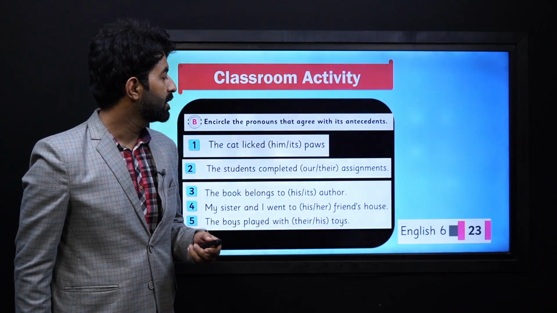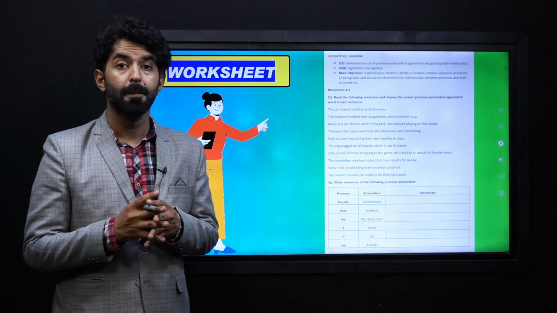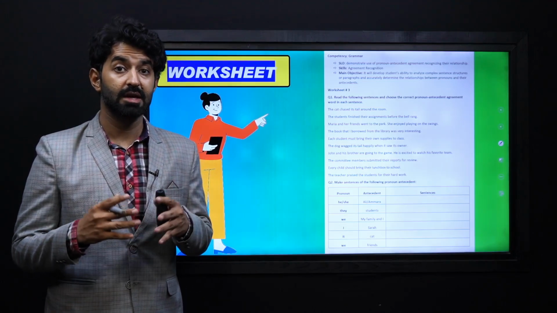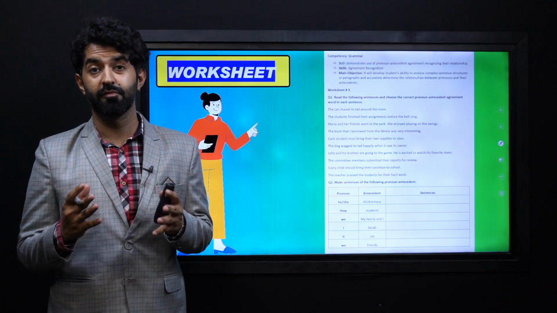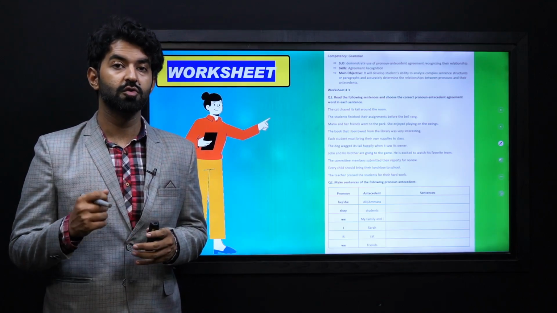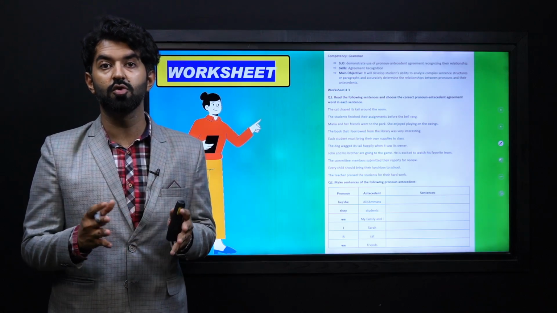Now, moving on with our worksheet that we have, it will be distributed to you by your teachers to solve it and to put the theory into practice.